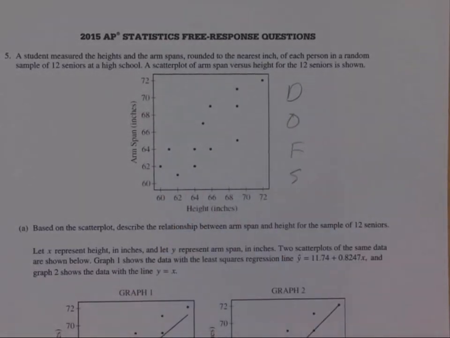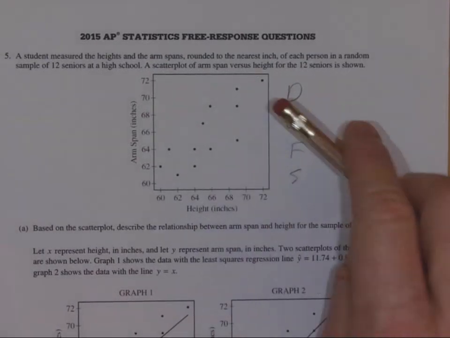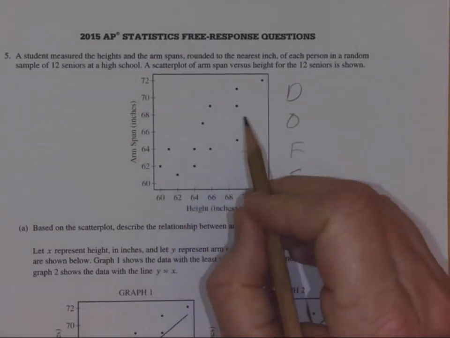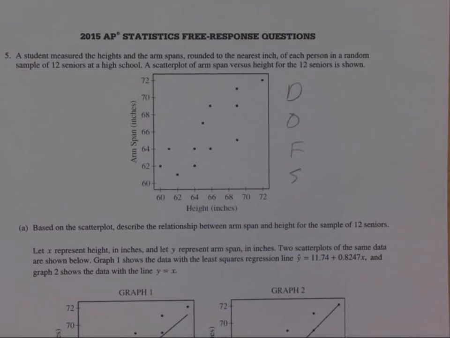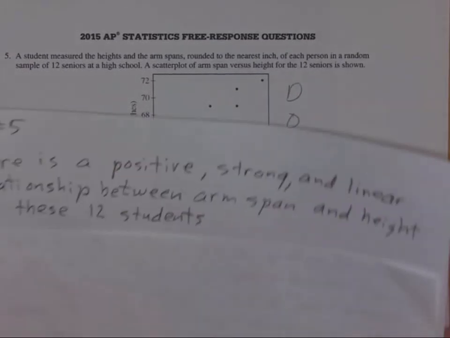It's going up from left to right in general, so you'd say it's positive. I would say it's pretty strong, and it's linear. It's not showing any sort of noticeable curve. Okay, and there doesn't appear to be any outliers, but make sure and mention the context.